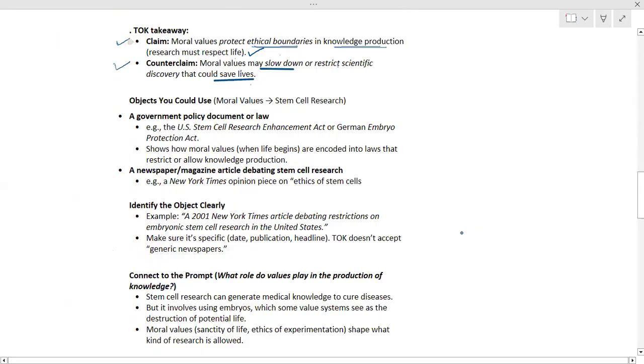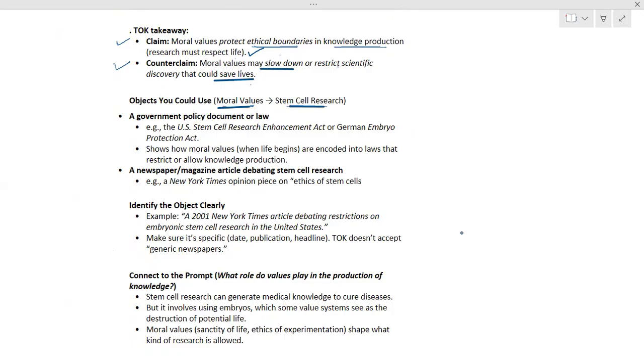Now, we have this claim and counterclaim. So, objects that we can use, based on the discussion on the moral values that we did and taking the example of stem cell research, we can find a government policy document or law. Example, the US Stem Cell Research Enhancement Act or the German Embryo Protection Act. This could be our object. It shows how moral values, when life begins, are encoded into laws that restrict or allow knowledge production.